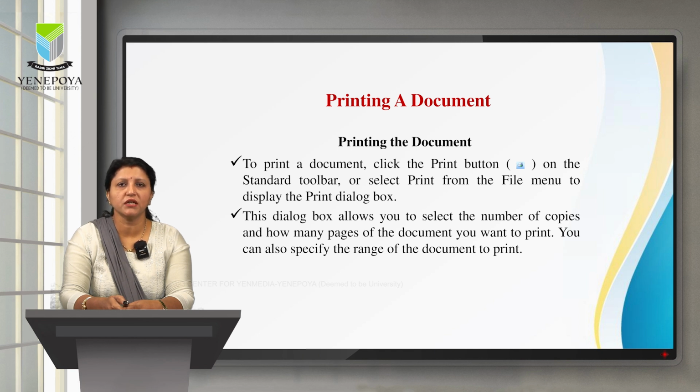To print the document, you can click the print button on the standard toolbar or you can click the file menu and select the print option to display the print dialog box. The print dialog box looks like this, where you should be selecting the printer and then you should be selecting whether it is the current page or you want all pages or you want pages from which number to be printed.